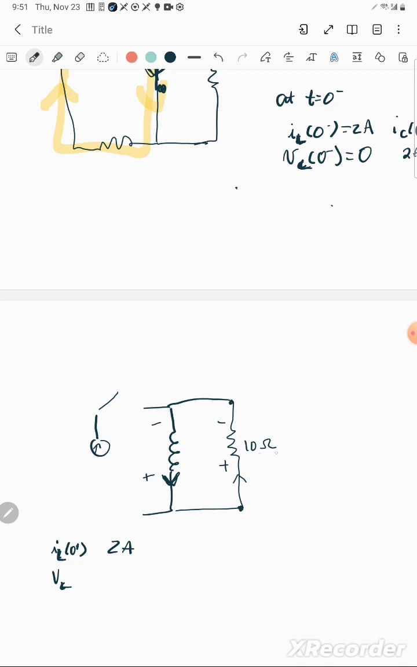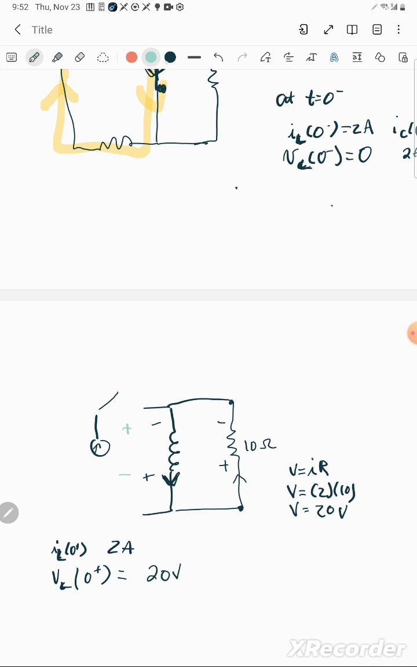How can I get the voltage across the 10 ohm resistor? You can just use Ohm's law. V equals IR, and V equals 2 amps times 10 ohms, or V equals 20 volts. And so the voltage across the inductor at time t equals 0 plus is 20 volts, but it depends on how it's labeled in the problem. So if it's not labeled, then you might want to draw how it's labeled, because it's 20 volts if it's labeled like that. If it was labeled with the other polarity, then you would say that it's minus 20 volts.